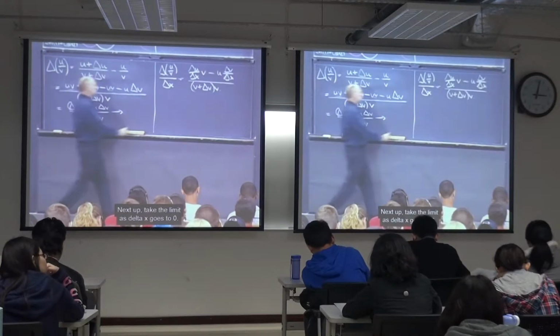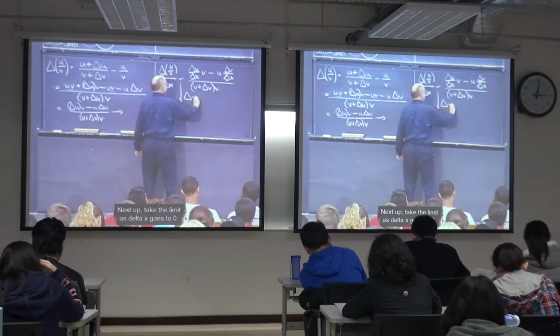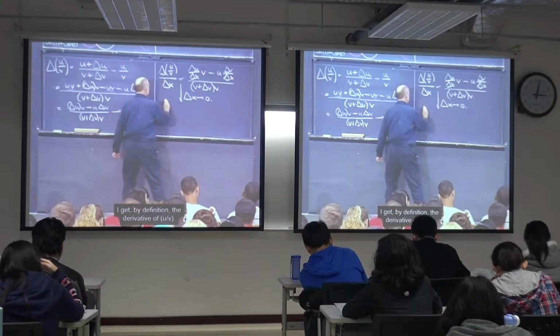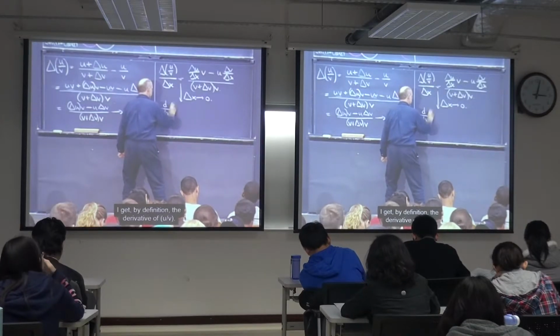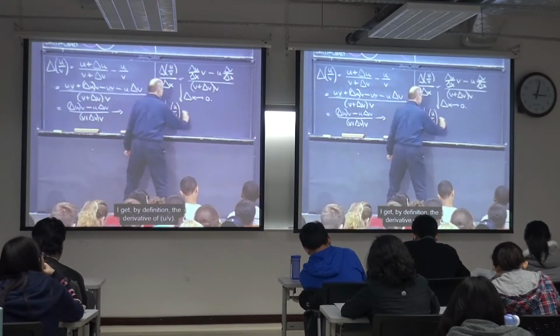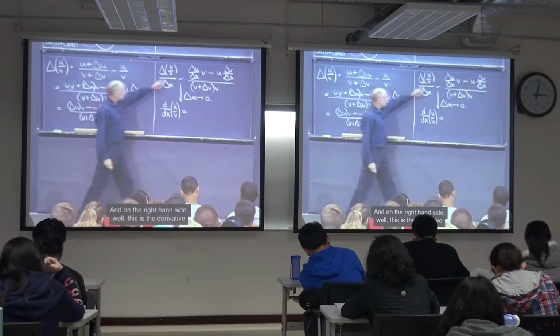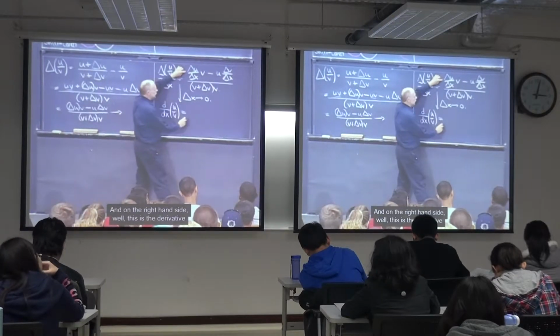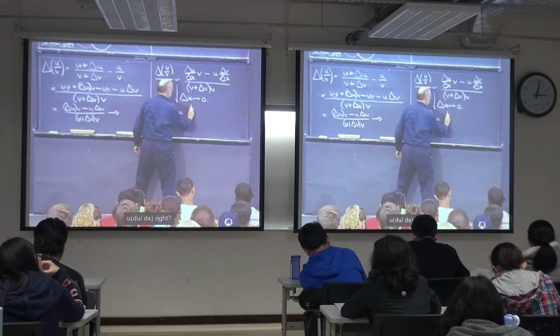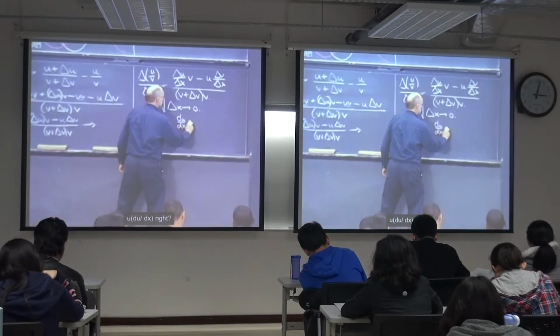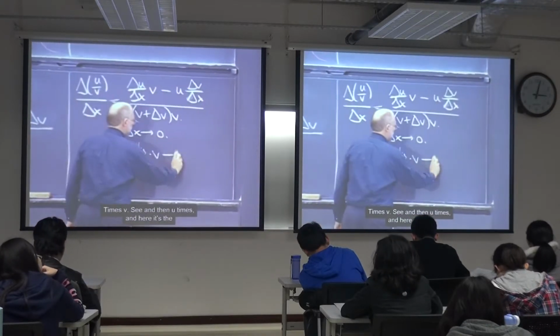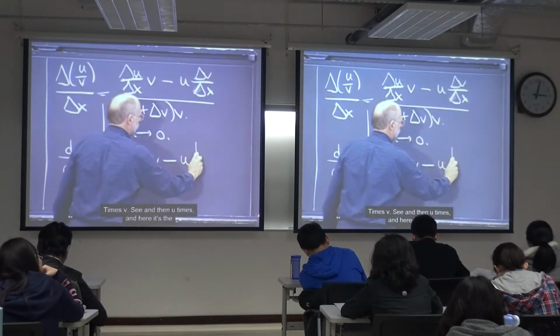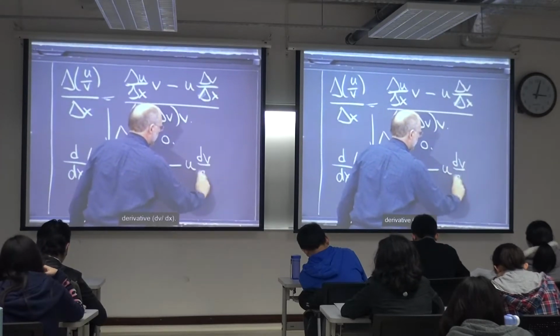Next up, take the limit as delta x goes to 0. I get, by definition, the derivative of u divided by v. And on the right-hand side, well, this is the derivative du dx, right? Times v. And then u times, and here it's the derivative dv dx.